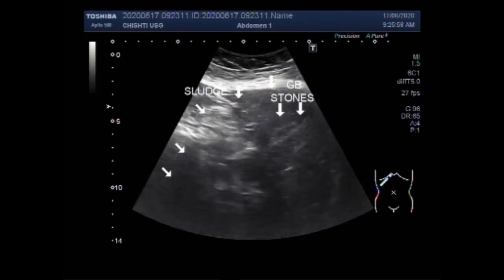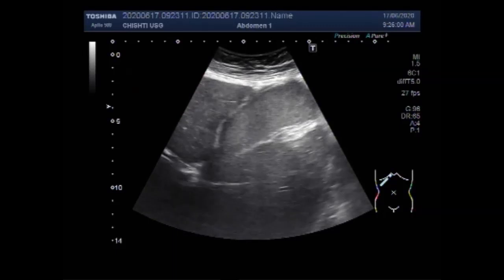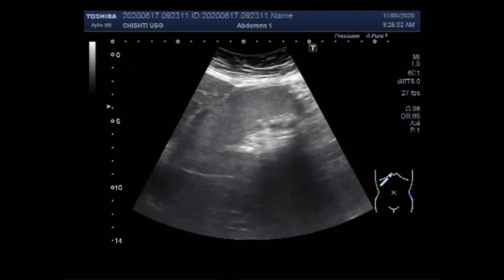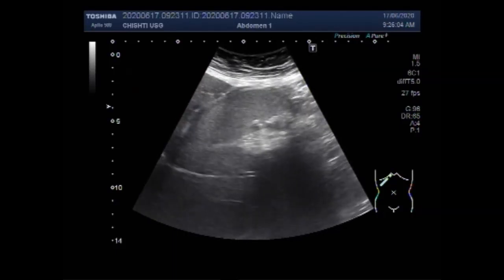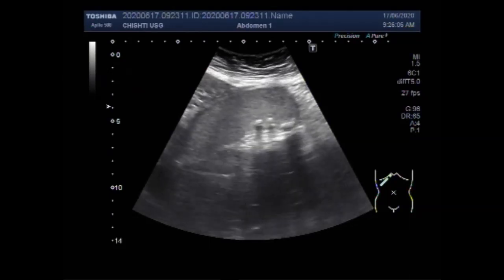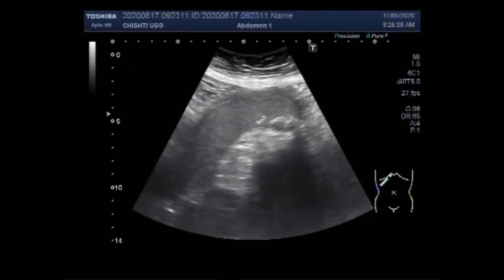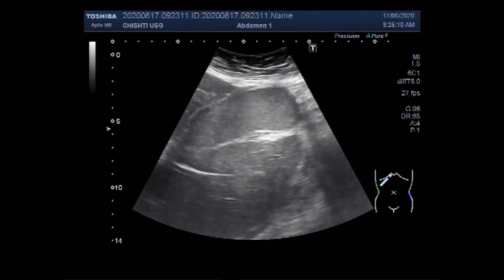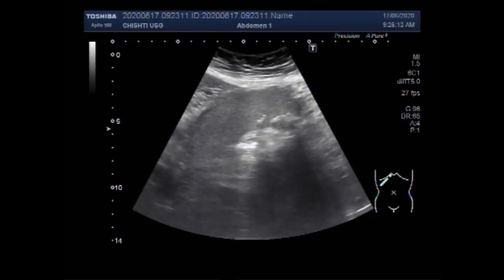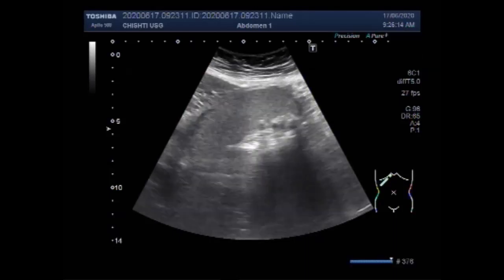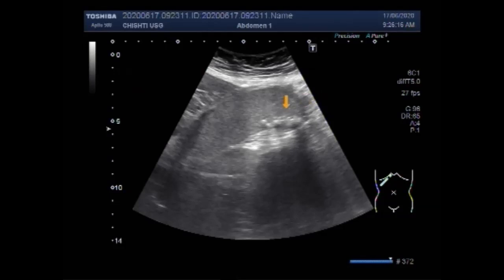It results from outlet obstruction of the gallbladder and is commonly caused by an impacted stone in the neck of the gallbladder or in the cystic duct. However, in this case, the stones lie in the fundus of the gallbladder.